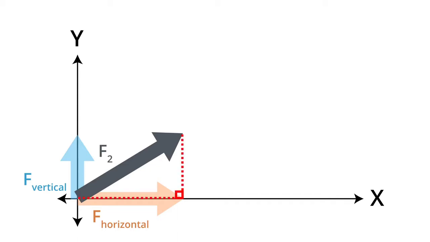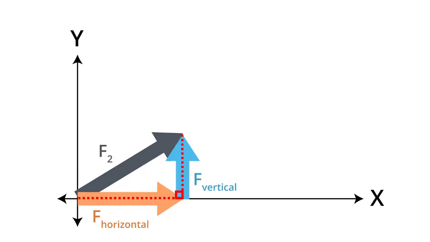The first step in graphically resolving F2 into its components is to construct a right-angled triangle with horizontal and vertical edges and with F2 as its hypotenuse. One can show mathematically that the length of the horizontal edge of the resulting triangle is proportional to the horizontal component of the force F2. Similarly, the vertical edge of the triangle is proportional to the vertical force component. In this case, the horizontal component of the force is clearly much larger than the vertical one.